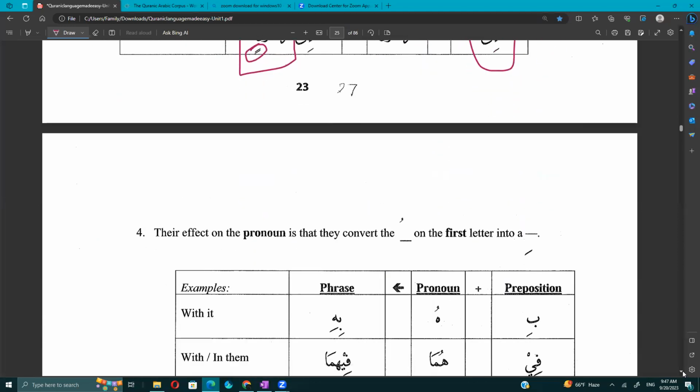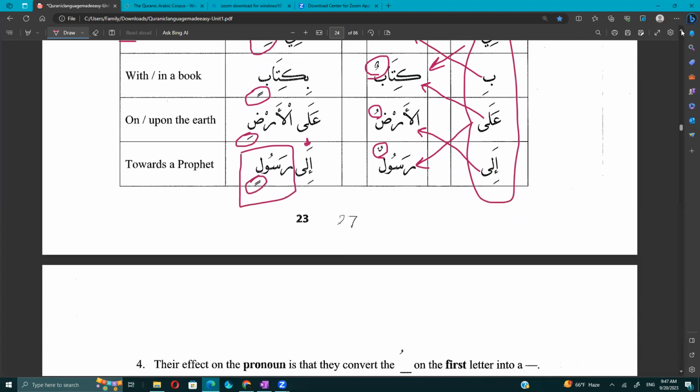Now, that was the effect of the huruful jar on the nouns. What are the pronouns? Can someone tell me the pronouns which we learned in our previous lesson? You can write it down in your book also. Anyone who wants to say the pronouns out loud, please raise your hands. Yes, brother.